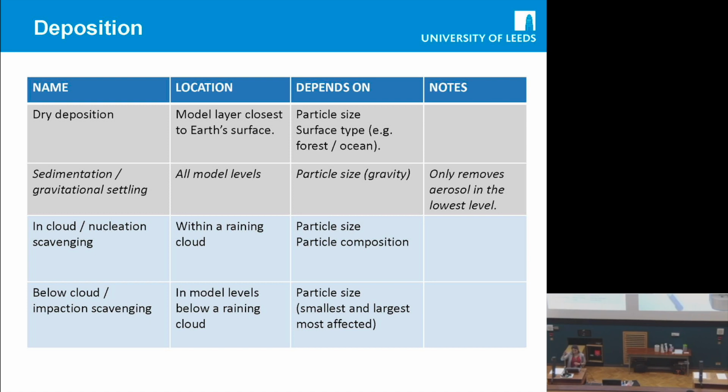That's once they're in the cloud. Below the cloud, in the atmosphere, if you're below a raining cloud, you can imagine that it's essentially a process of being kind of washed out of the atmosphere if there's raining clouds above where you are. And again, this is dependent on the size of the particles, the extent to which they are removed from the atmosphere in that way.